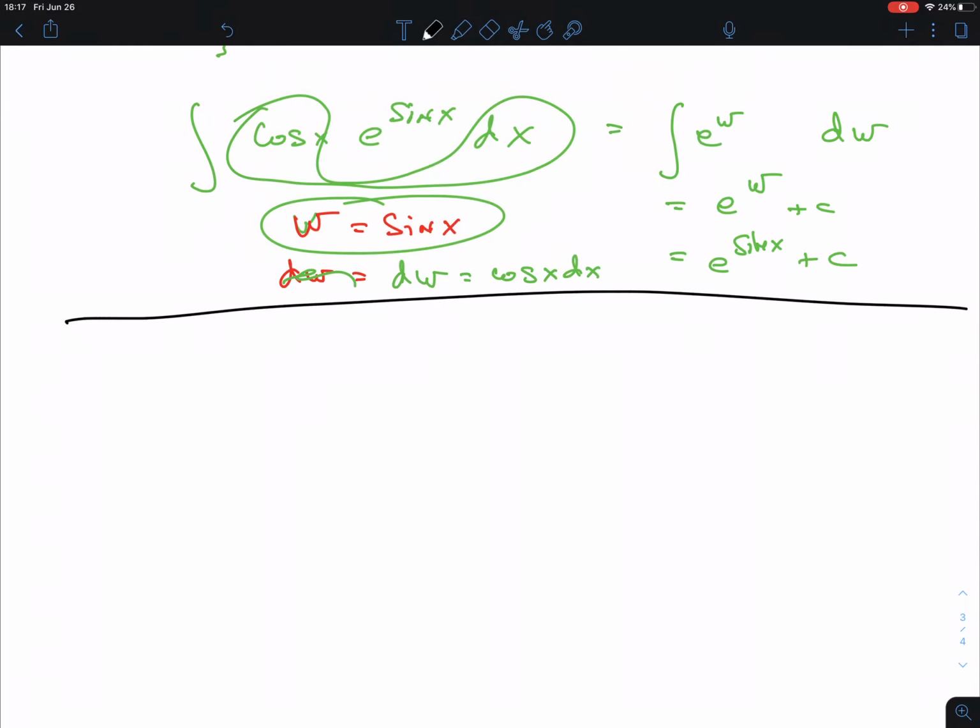I'll do one more. It's a bit of a strange one, tangent x dx. Now I'm cheating a little bit, and we'll discuss this particular integral again in a couple of days. Like this, it doesn't look like there's an inside function at all, so there's no substitution problem. But if I rewrite tangent x, how do you rewrite tangent x? Sine x over cosine x, dx. Now, let's look at this integral.